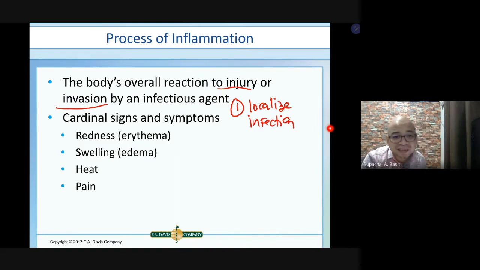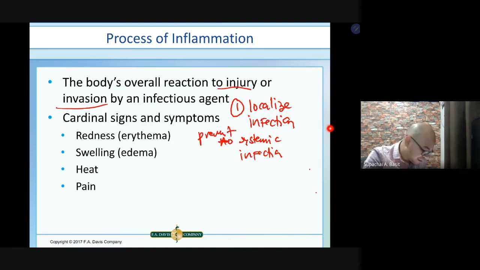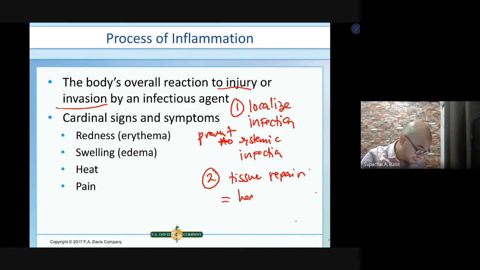And once the infection is localized, meaning there is no systemic infection, because we prevent systemic infection since it will be harder for us to control it. And at the same time, it is important for tissue repair, meaning we'll be able to achieve healing if there's inflammation.